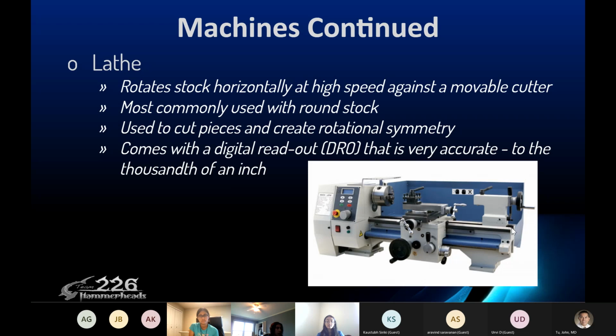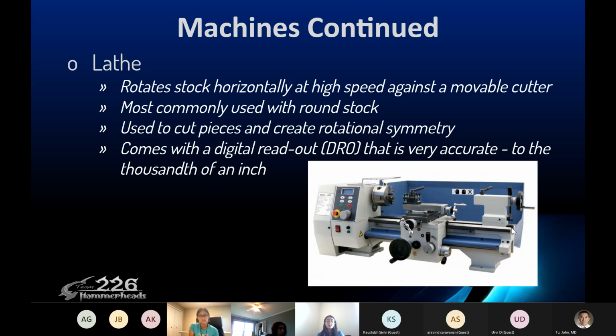So the next machine is a lathe. This is used for cutting round things. The lathe rotates the stock horizontally, and it actually keeps the bit in the same place while you can move it.